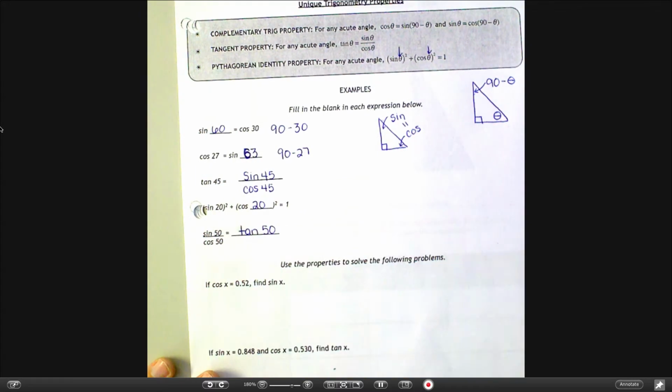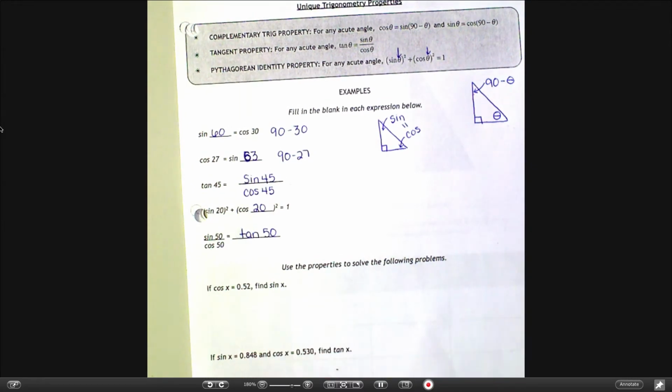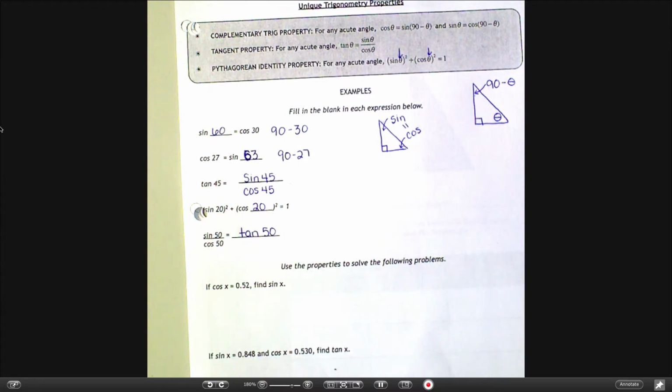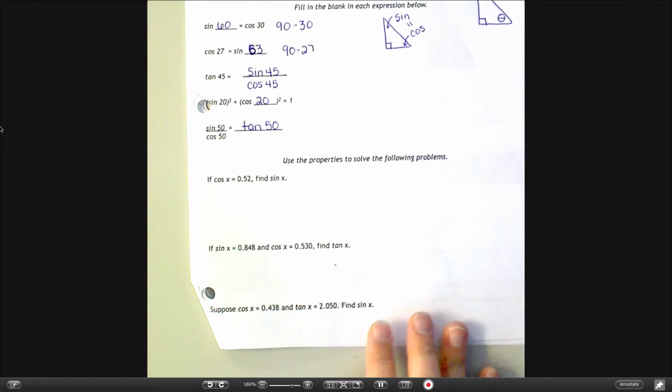Okay? So these ones are what I'm referring to as sort of your easier examples. And if you didn't think they were super easy, that's okay. But for the most part here, you're not doing any math. You're just figuring out what plugs into the blank. Down here, this is where we're going to start doing some math. Okay? Questions on any of those before we move on? Okay. Now it says use the properties to solve the following problems.